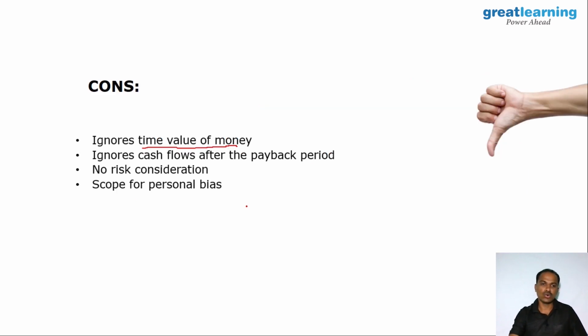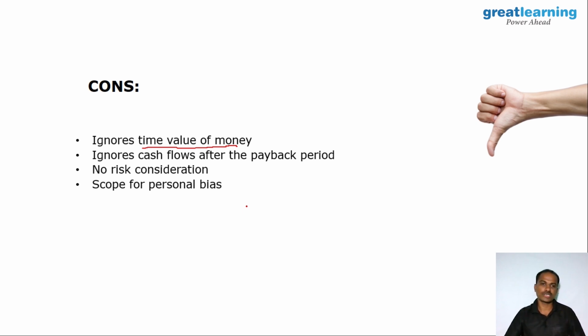And there is no risk consideration. No risk element is discussed in the payback period. It is just the cash flow we discussed. There is no discount rate, no interest rate, no opportunity cost, no percentage of loss or compound effect of cash flows discussed. So with no risk consideration, there is scope for personal bias.